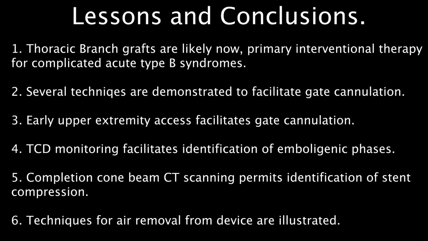Lastly, a few lessons and conclusions to highlight. Thoracic branch grafts are likely to be the primary interventional therapy for complicated acute type B syndromes. Multiple techniques are demonstrated on how one can facilitate gate cannulation. Early upper extremity access facilitates gate cannulation. TCD monitoring helps identify the embologenic phases of the procedure. Completion cone beam CT helps identify if there is any stent compression. Lastly, techniques for air removal from the device were illustrated as well.